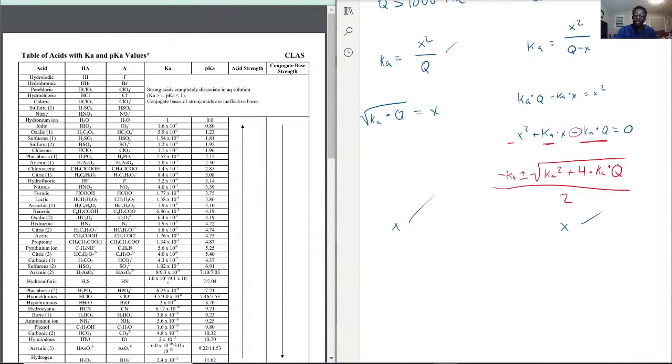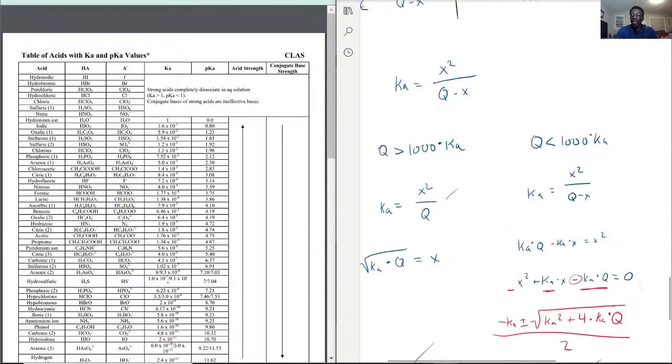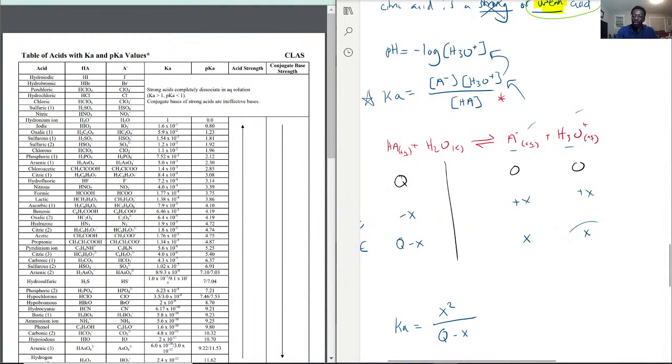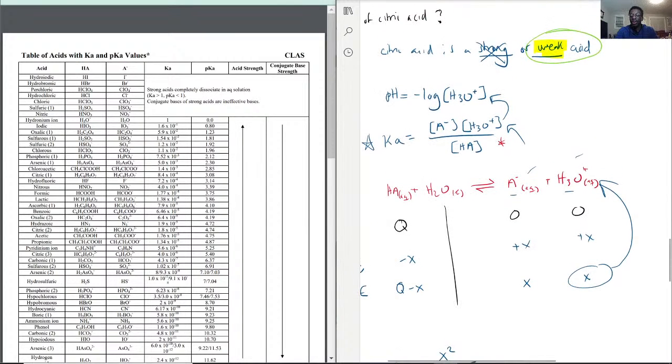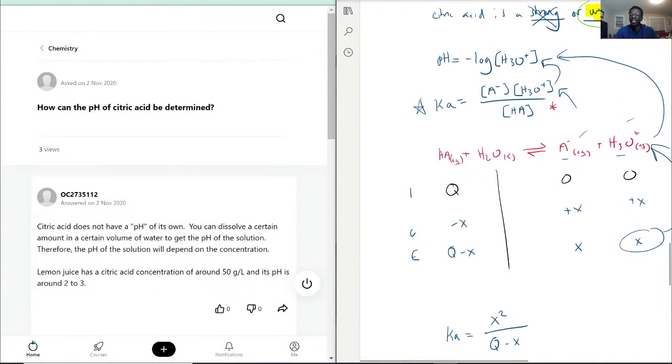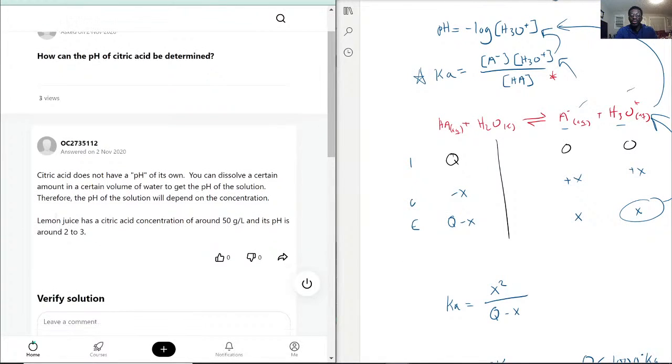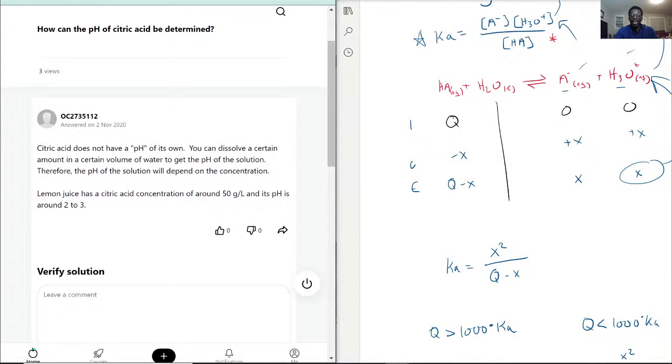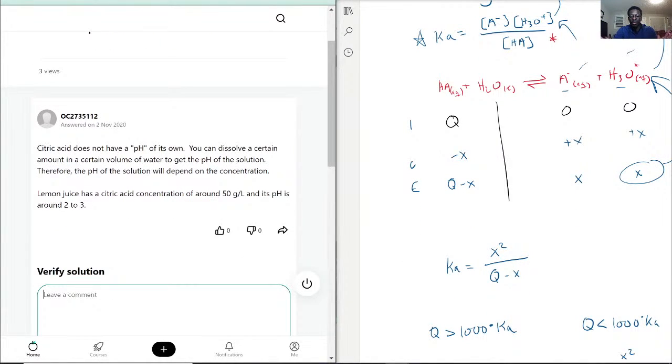So now that's complete. And then your x, based on this, would translate into the amount of hydronium you have. And because you finally found the amount of hydronium, you can now find the pH, which is the easy part, negative log H3O. So yes, this is how you determine the pH of citric acid. Not so easy at first glance, but that is the way you'd have to do it.